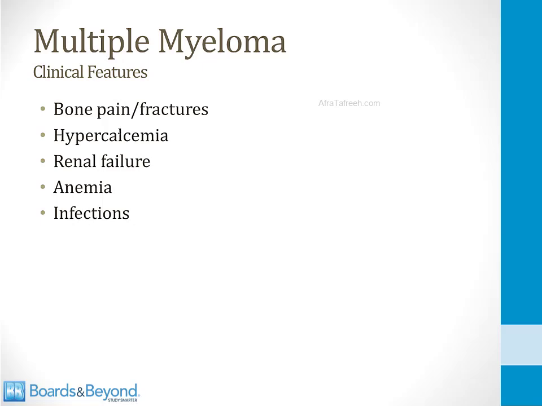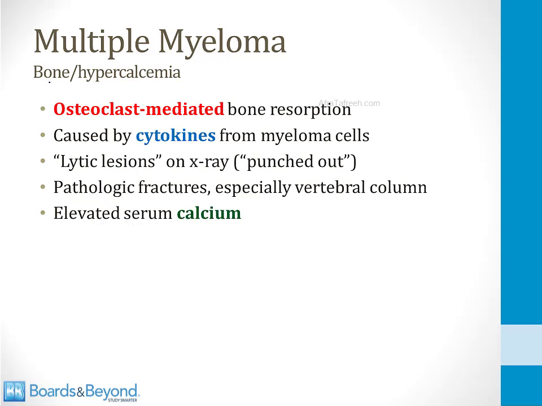So the hallmarks of multiple myeloma are bone pain and fractures, hypercalcemia, renal failure, anemia, and infections, and we'll talk about all 5 of these in the next few slides. Let's talk about the bone symptoms and hypercalcemia first because these two clinical features go together.